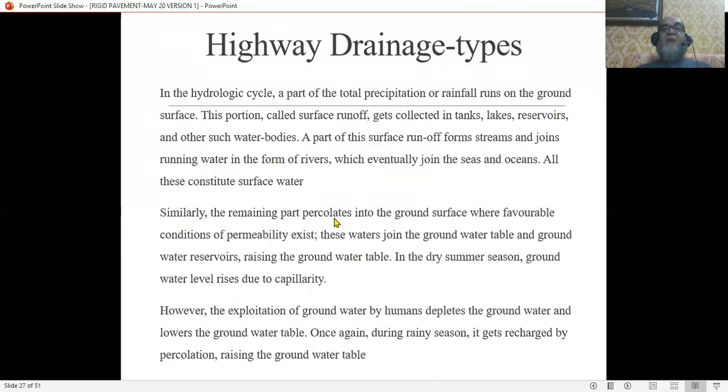Similarly, the remaining part percolates into the ground surface, where favorable conditions of permeability exist. This water joins the groundwater table and groundwater reservoirs, raising the groundwater table. In the dry summer season, groundwater rises due to capillary action. However, the exploitation of groundwater by humans depletes it and lowers the groundwater table. Once again, during the rainy season, it gets recharged by percolation, raising the groundwater table. This groundwater table, on one hand, is detrimental to the pavement, while on the other hand, a higher water table means more water resources for the people using it.